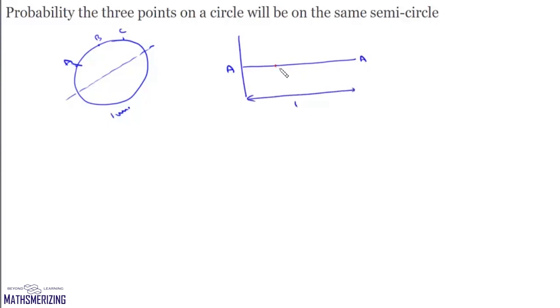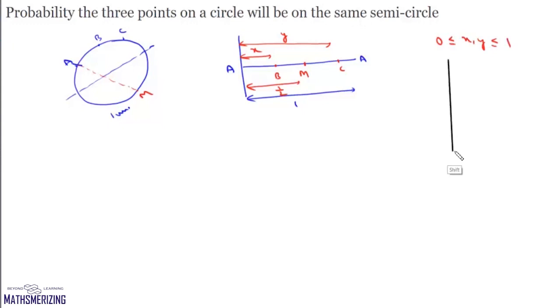Now we'll choose 2 points B and C on this line, which are at a distance of x and y units from A. And suppose the midpoint M of this line corresponds to the diametrically opposite point across A, and this distance is 1 by 2. Now clearly the values of x and y will lie between 0 and 1. So this entire sample space can be expressed as the square of area 1 unit.